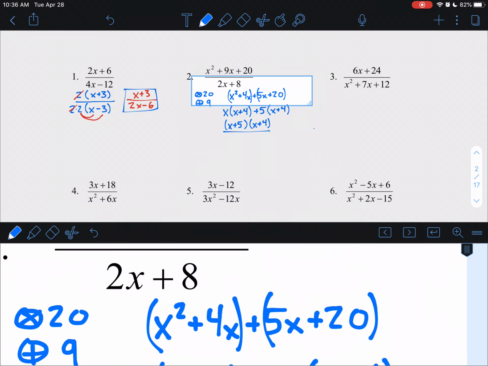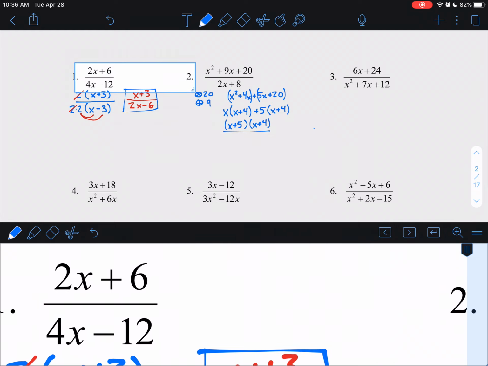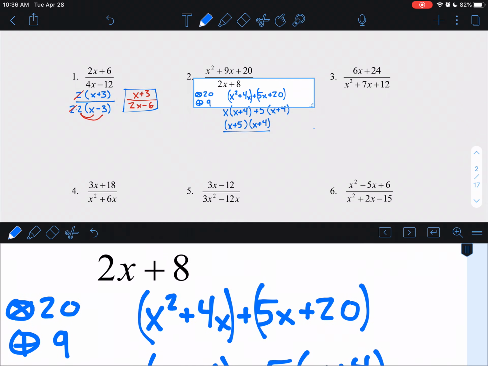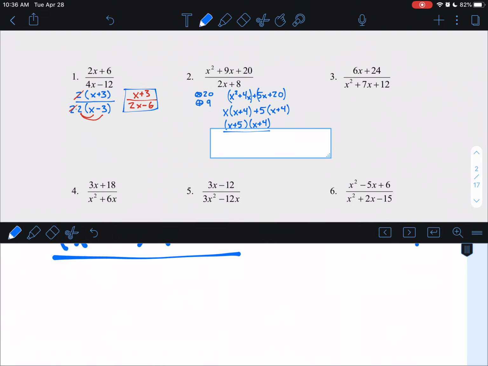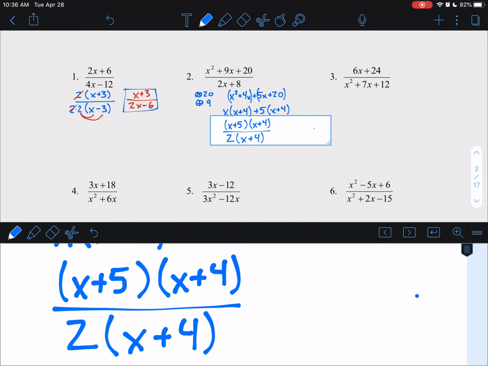And then I have that denominator, that 2x plus 8. So 2x plus 8, let's see, I'm going to do the same thing I did over here because that's just a binomial. It's not a quadratic, it's just a binomial. And I'm going to pull out the GCF, which in this case is 2. So I can pull out a 2. 2x divided by 2 is x. 8 divided by 2 is 4. So now I'm left with x plus 5 times x plus 4 over 2 times x plus 4.